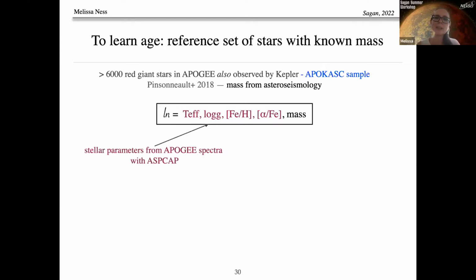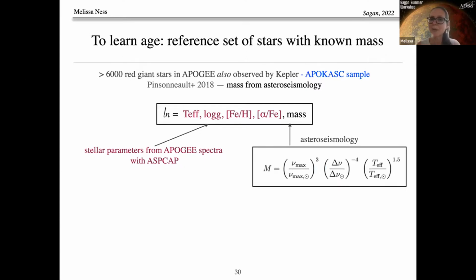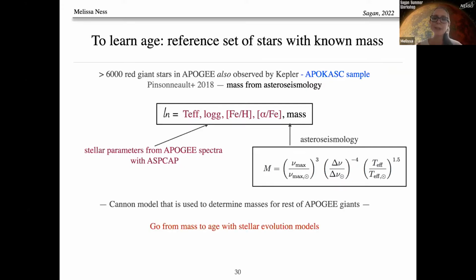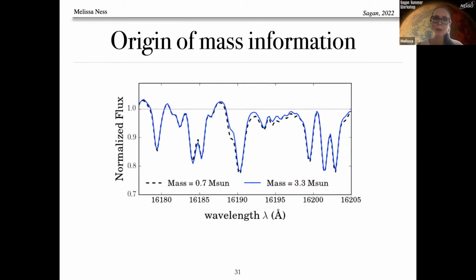The first set of these come from APOGEE spectra with the ASPCAP pipeline. The mass comes from asteroseismology, from the so-called seismic scaling relations. The nu max and delta nu terms that you see in this equation are derived from the power spectrum. This model is then used to determine the masses for the rest of the APOGEE giants, and we can go from the mass to the age with stellar evolution models.